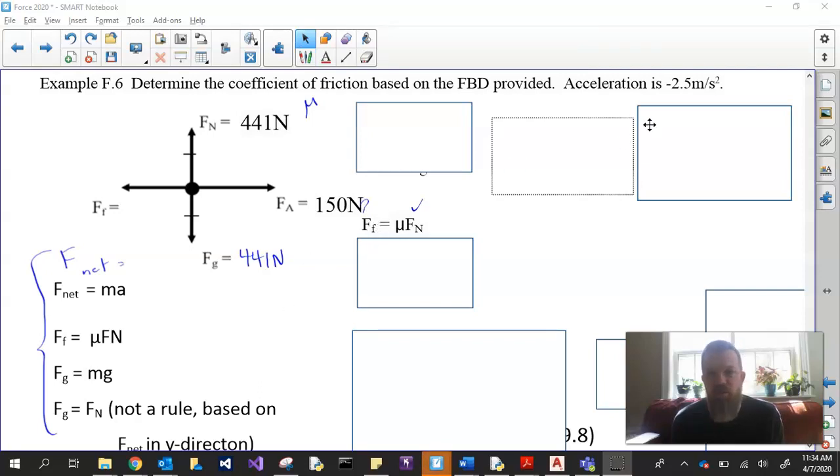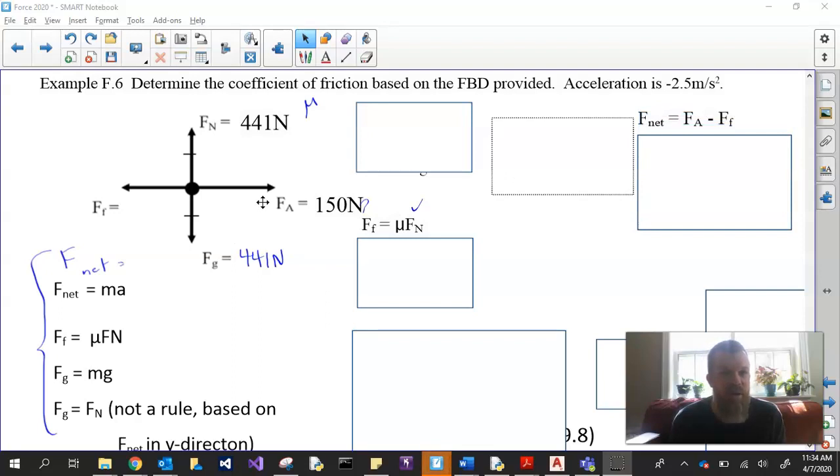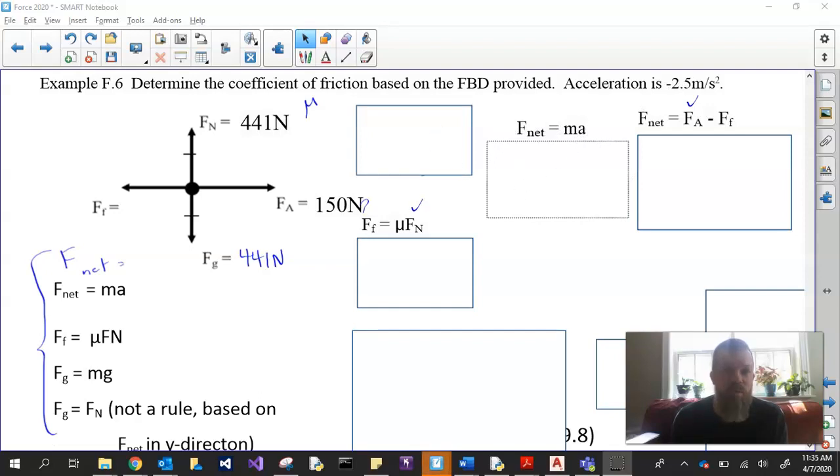So the force of friction would come out of your F net equation. F net is equal to all the force in the positive direction minus the force in the negative direction. I have FA, I don't have F net, I don't have FF yet. So go one more step. I need to find F net. F net is equal to mass times acceleration. I have the acceleration, I don't have the mass. Go one more step. There's our fourth formula.